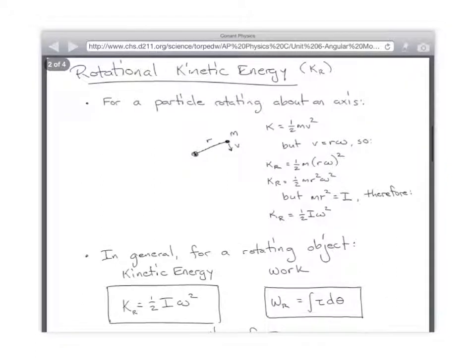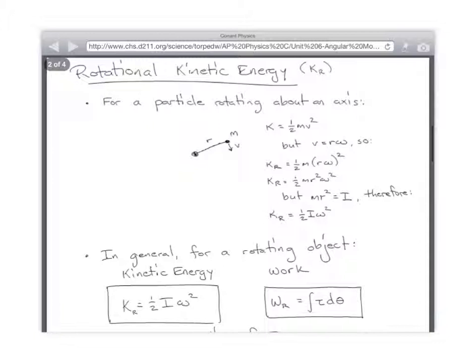Now, if you have a rotating object, the rotational kinetic energy is 1/2 I omega squared. How do you calculate work? Work is the integral of force times distance, F dr. So rotationally it would be the integral of torque d theta. Torque d theta would be rotational work.